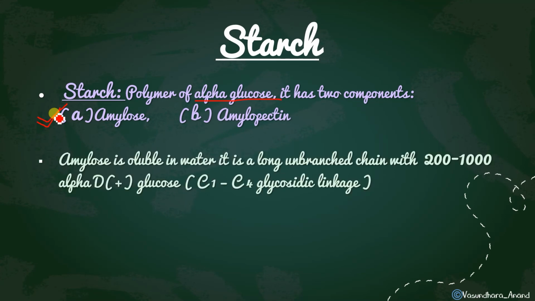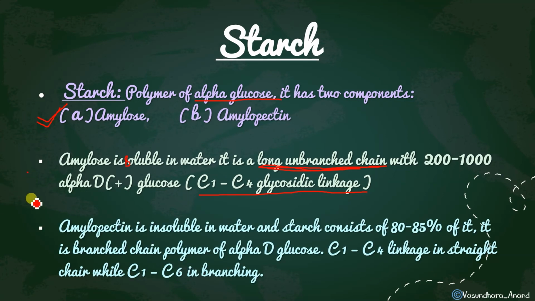So let me explain one by one. Amylose is soluble. Sorry, I forgot to write this S. Amylose is soluble in water. It is a long unbranched chain. Since it is unbranched, that's why it is soluble. Got it here? Okay. So a question can be asked: why is amylose soluble in water? Because it is an unbranched chain, with 200 to 1000 alpha D glucose units, and there will be C1-C4 glycosidic linkage only. So for amylose, one point you have to learn is that it is soluble. Why is it soluble? Because it has an unbranched chain.